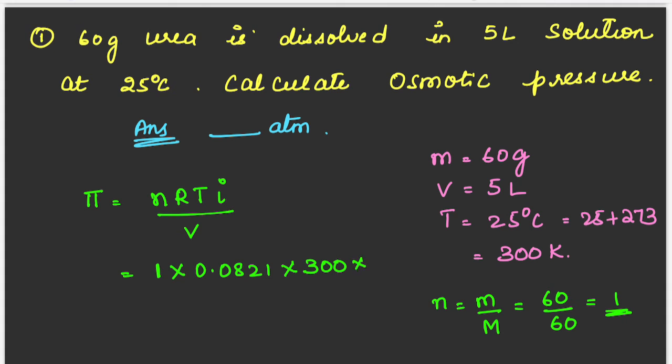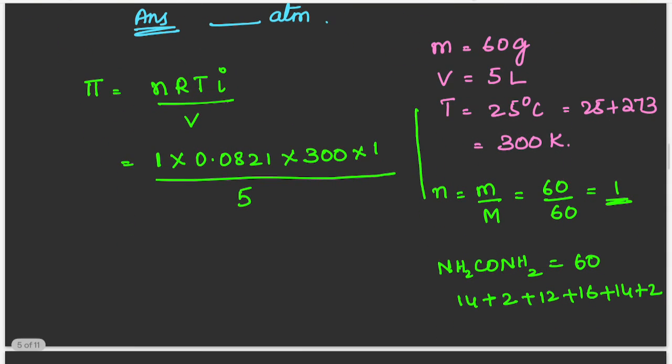So now the I value is 1, divided by volume, which is 5. So this is equal to 0.0821 into 300 divided by 5. This can be further simplified, so again I'll teach you a trick. What is the trick? Always, NEET or JEE examination is about time management. So quickly you should be able to calculate. Multiplying again might take much more time.